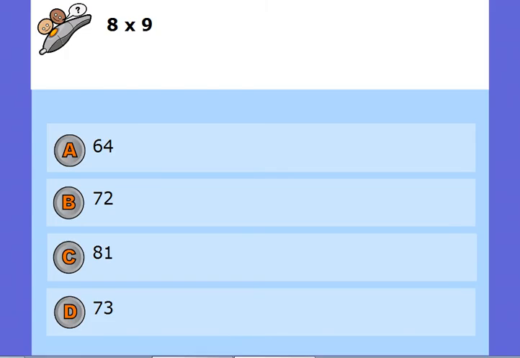Alright, so let's see. We got 8 times 9. So that's going to be just regular. So that's 72. So that's our answer. Now we got 2 times negative 3. So 1 negative, so you know it's going to be a negative answer. So it's either B or C. And then 2 times 3 is 6. So our answer is negative 6.